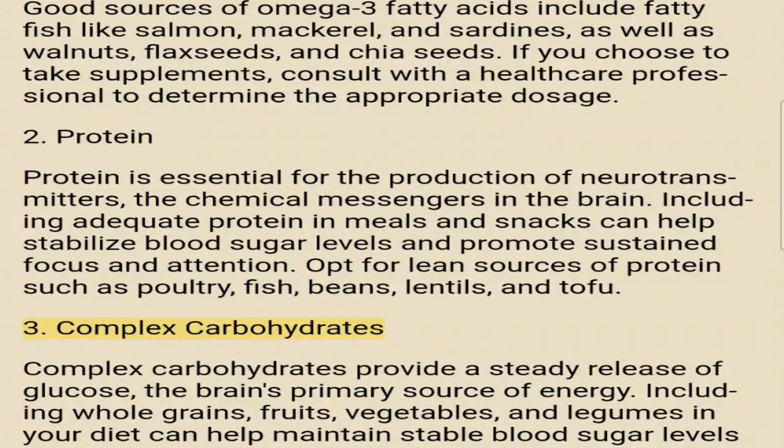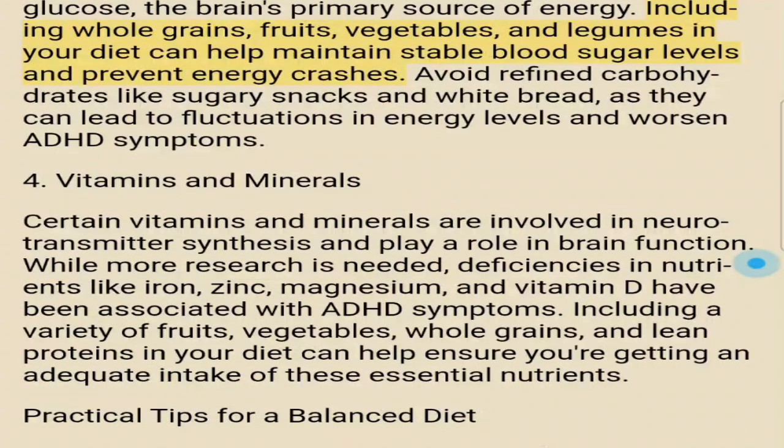3. Complex carbohydrates. Complex carbohydrates provide a steady release of glucose, the brain's primary source of energy. Including whole grains, fruits, vegetables, and legumes in your diet can help maintain stable blood sugar levels and prevent energy crashes. Avoid refined carbohydrates like sugary snacks and white bread, as they can lead to fluctuations in energy levels and worsen ADHD symptoms.